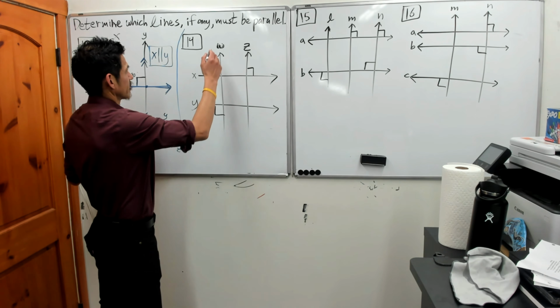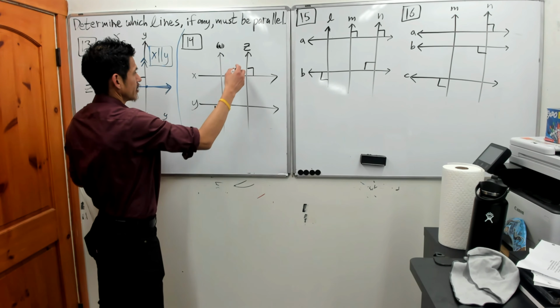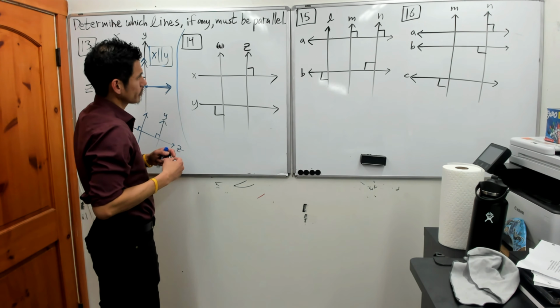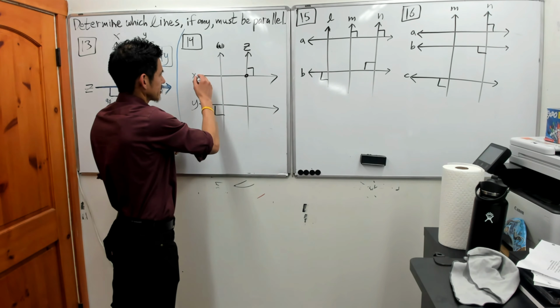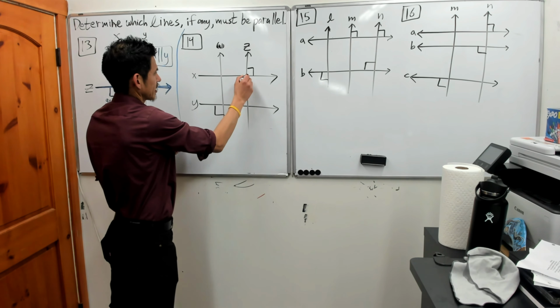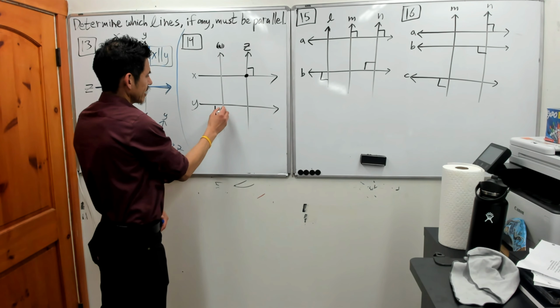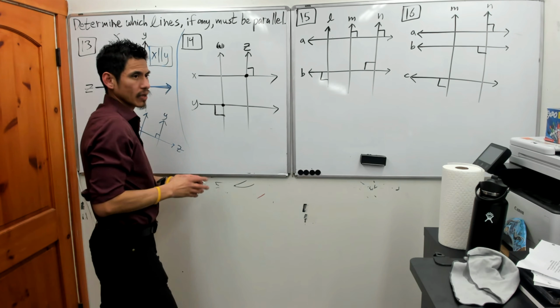All right, 14. We got W, V, X, and Y. Now Z is perpendicular to X, as you can see at this point, and Y is perpendicular to W, as you can see here.